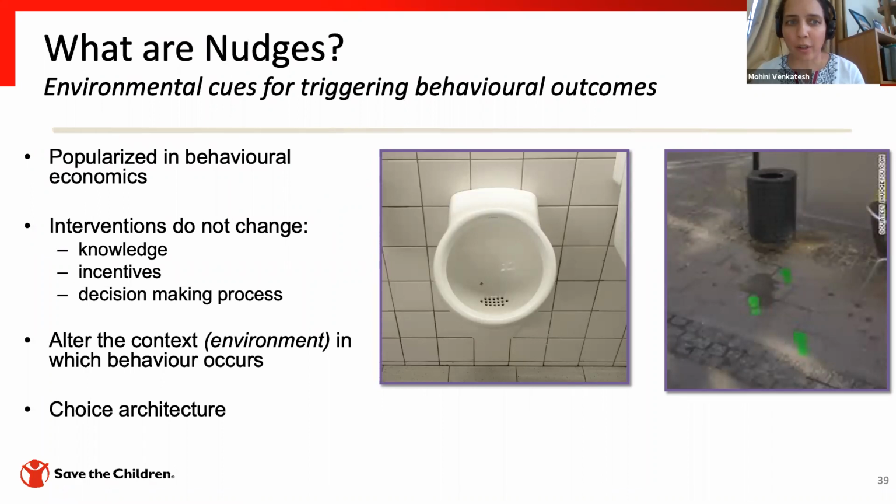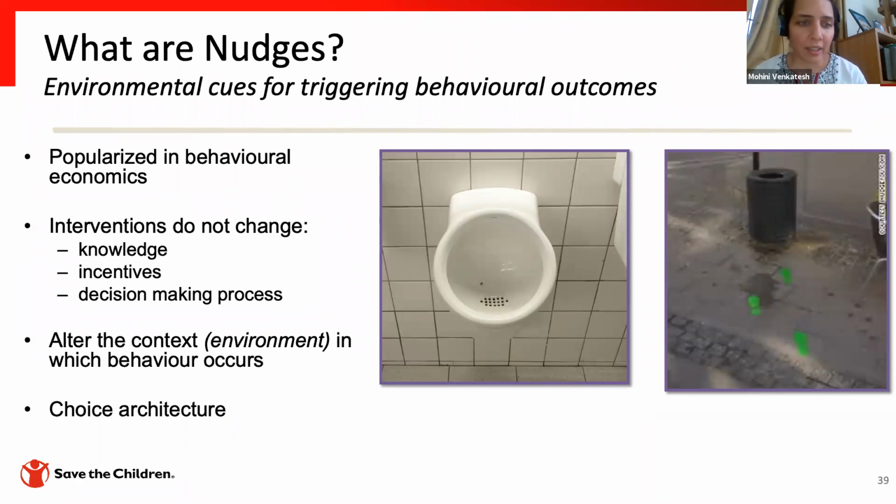So nudges are not new. They've been widely used by social scientists to influence behaviors and as environmental cues for triggering behavioral outcomes. They don't provide any knowledge or incentives or alter decision-making processes. As you heard earlier from Ravi, it's a very different approach where we're looking at changing the context or the environment in which behaviors occur, and have that system one thinking kick in for the target individual or group to behave in a certain way positively or to avoid certain behaviors.